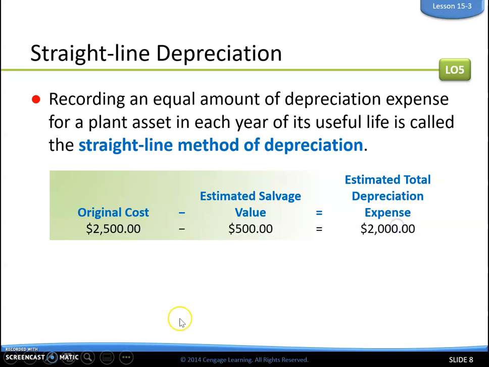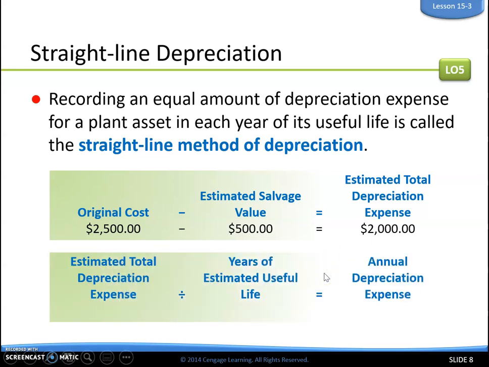Remember, salvage value is going to be an estimated value. So in this example, our original cost was $2,500. We estimated our salvage value to be $500. So that means over the time period that we own this plant asset, we are estimating that it will depreciate $2,000. Really this is saying that we're estimating over the time that we own it, it's going to lower in value by $2,000.